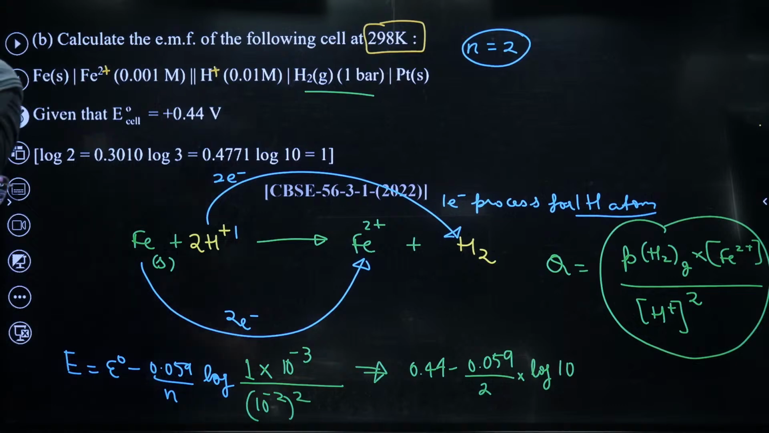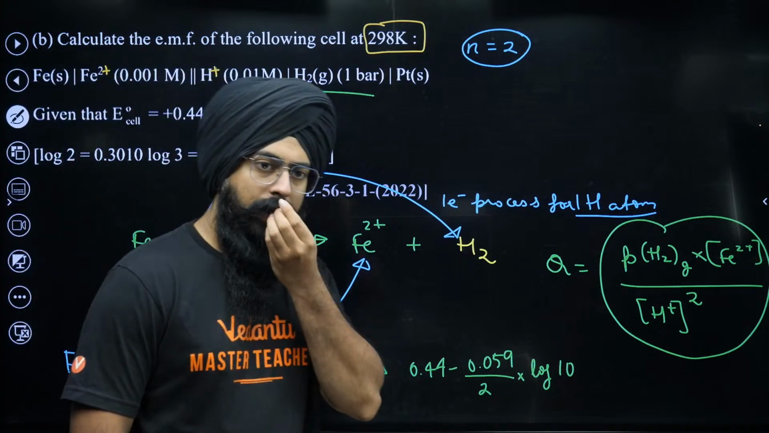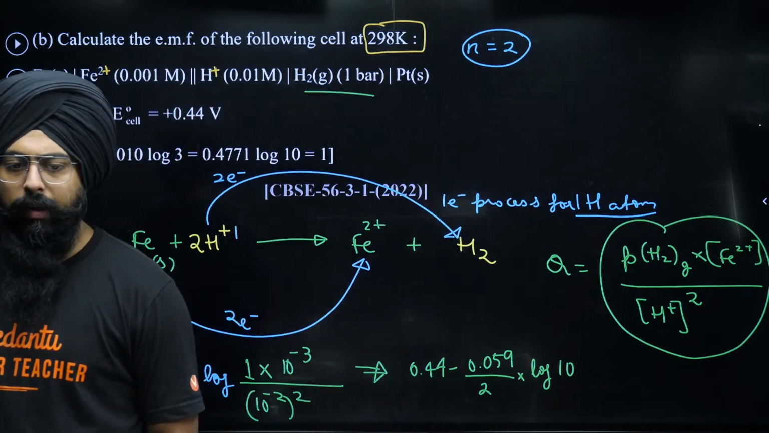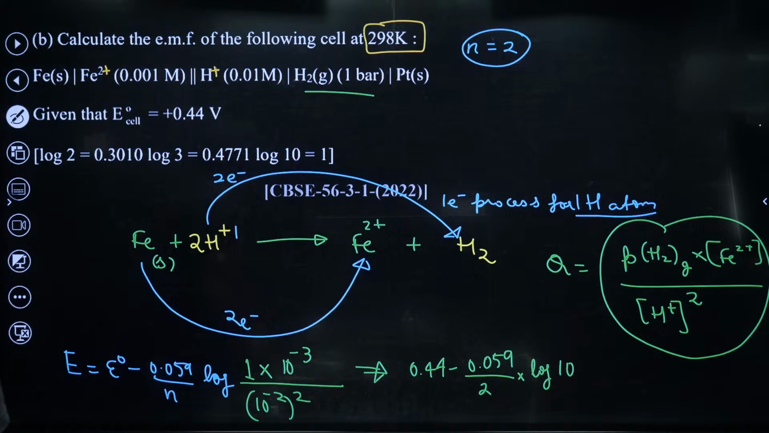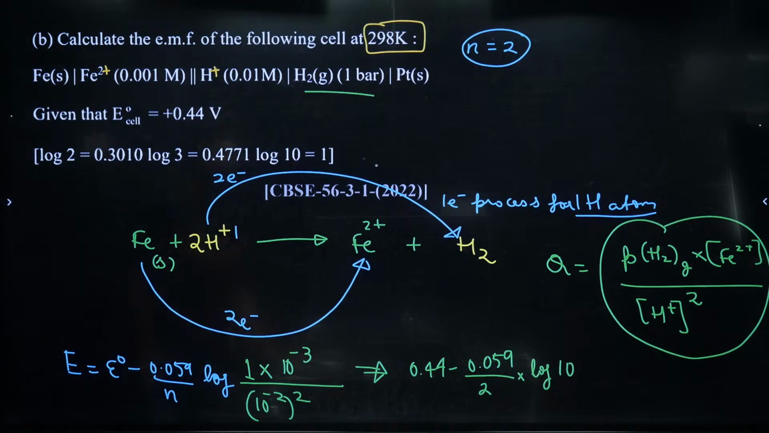Peaky, yes, they will cut marks if you don't write the units. If you don't write the units of the final answer especially, they will cut the marks. So people, this is how we apply the Nernst equation over here. Pressure has to be taken in bars or atm. Atm and bar both have approximately the same value. So pressure has to be taken in atm or bar, and the concentration has to be taken in molarity, moles per liter.